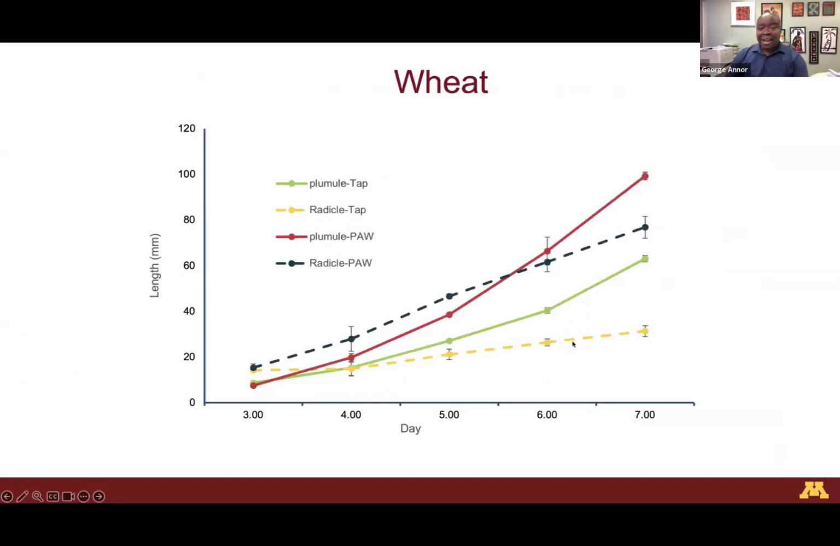So the yellow line here indicates the radicle for just tap water. And this deep blue line here indicates the length of the radicle for the grains that were grown with plasma activated water. And you could clearly see that big difference. The plants germinated with plasma activated water had much longer radicles and also much longer plumules. So the grains are actually responding to the presence of the plasma activated water.